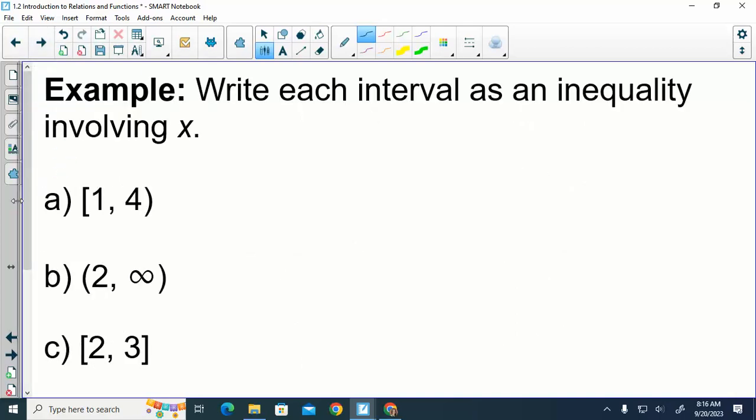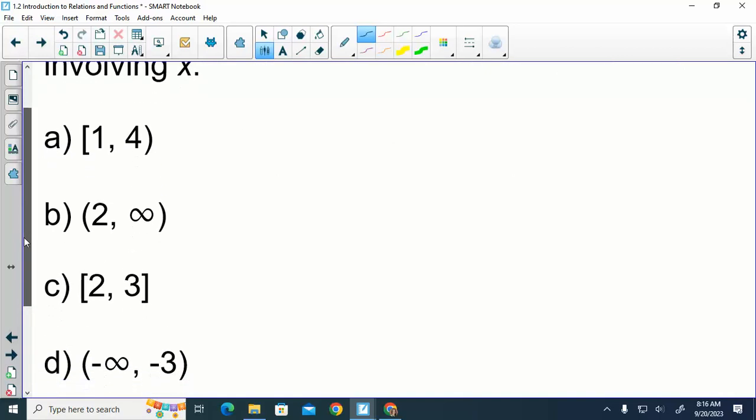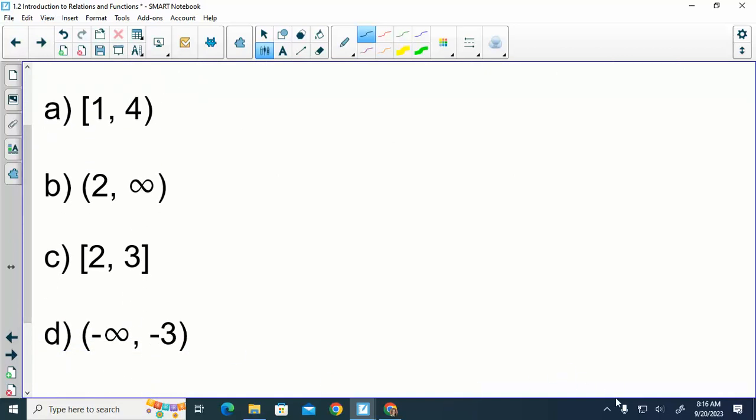So for each of these, I want you to write the inequality that would go with it. See if you can figure out what the inequality would be. So first one, what would we put?